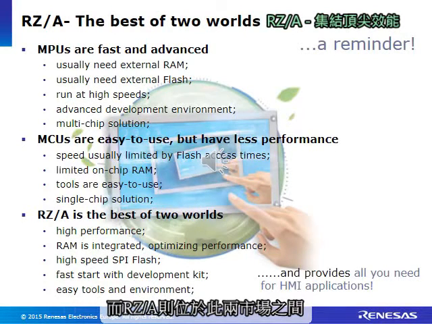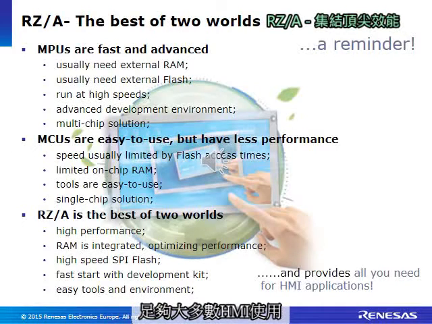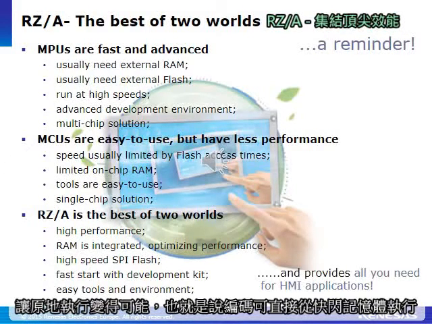The RZA is clearly differentiated in this two-legged market standing right between. The RZA has 10 megabytes of SRAM integrated, which is ample for most HMI applications. Second, the quad-speed SPI flash runs at very high speeds, enabling execution in place, which means code can be executed right from flash.